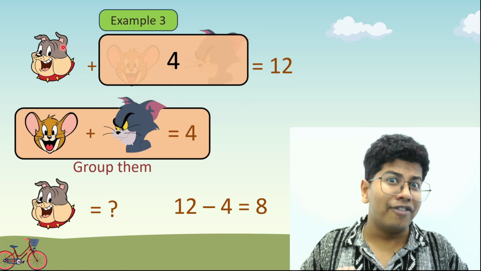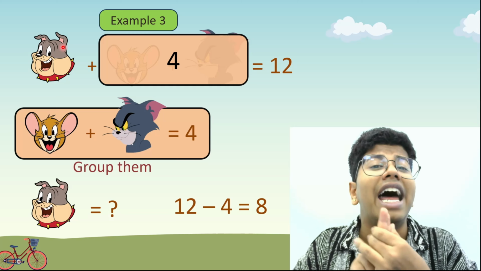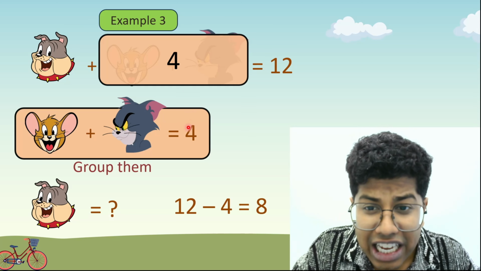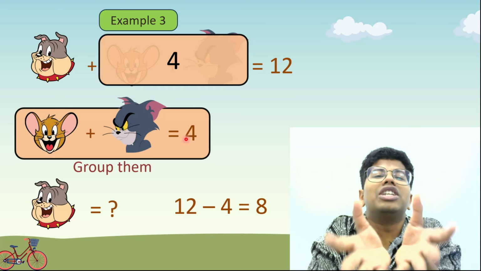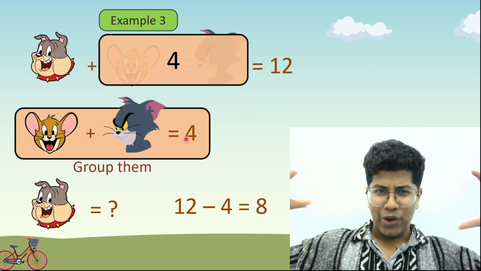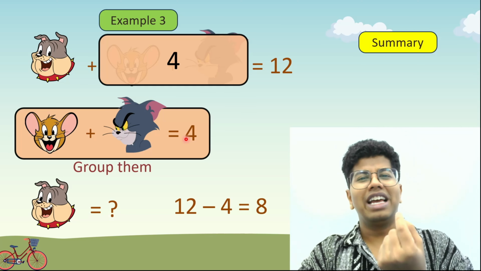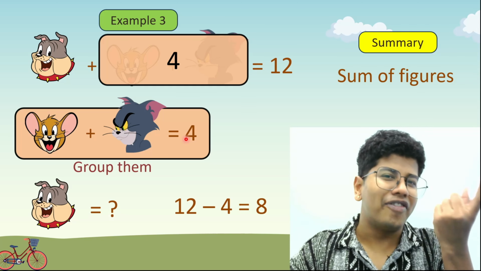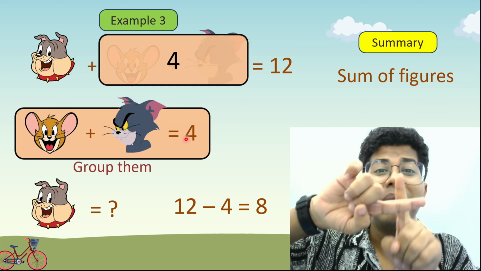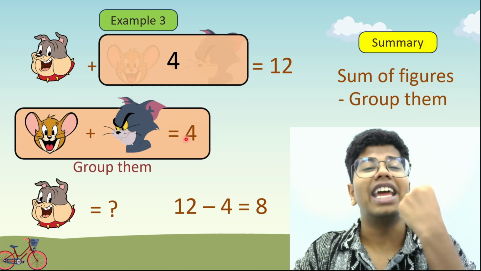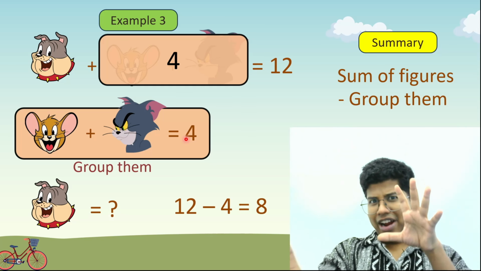But what we can understand from this is, if there are 2 sums, not just 2, any number of sums that are present, we can club them together, group them together and then substitute. Group, substitute, group, substitute, and then we can get the value. So we can summarize: if there is a sum of figures, since it's a plus sign, that is the reason why we can group them together. Now I believe you might have understood this.